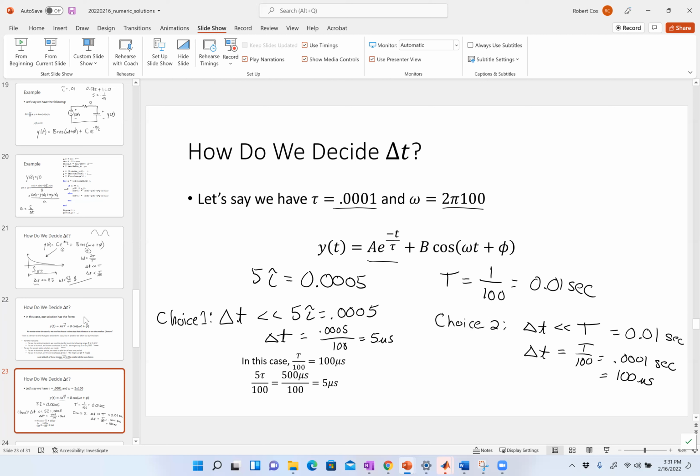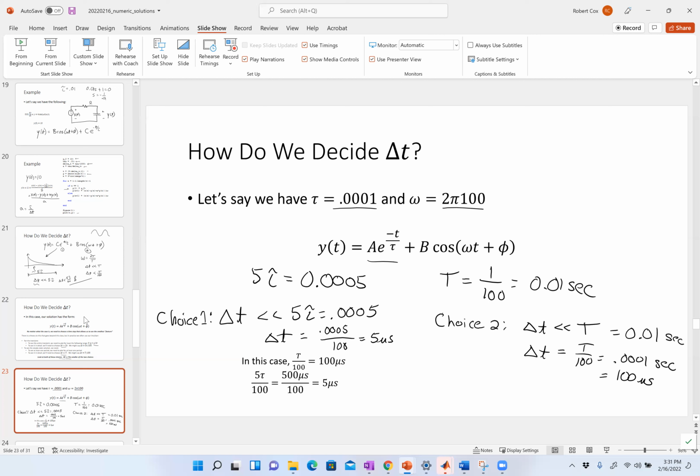They could be smaller, right? But I'm saying it needs to be at most 100 microseconds. To see the transient accurately, I'm saying it needs to be 5 microseconds. So which one should I choose for my delta t? 5 microseconds. So let's try that out here.